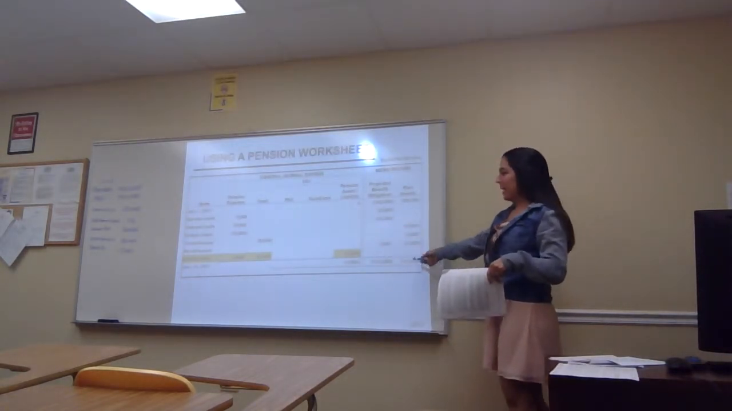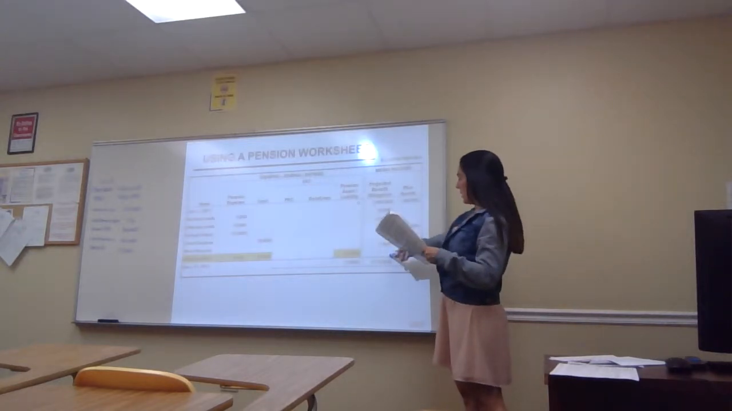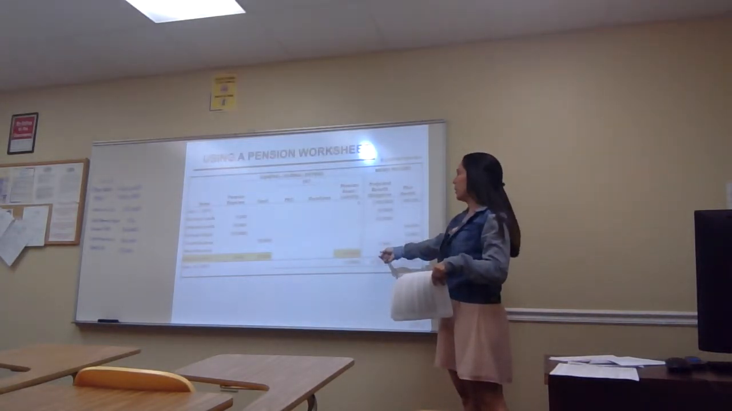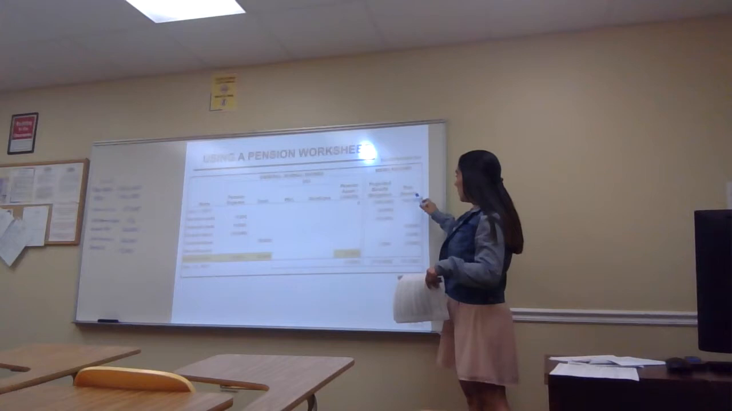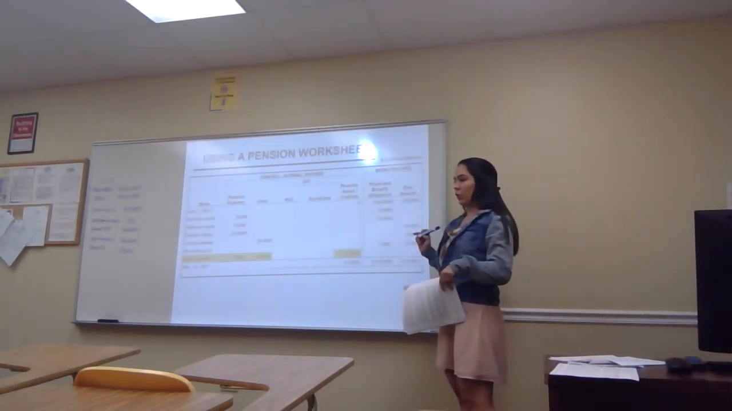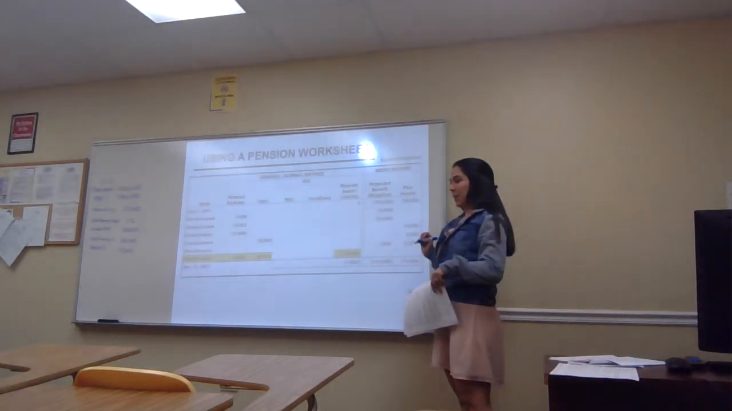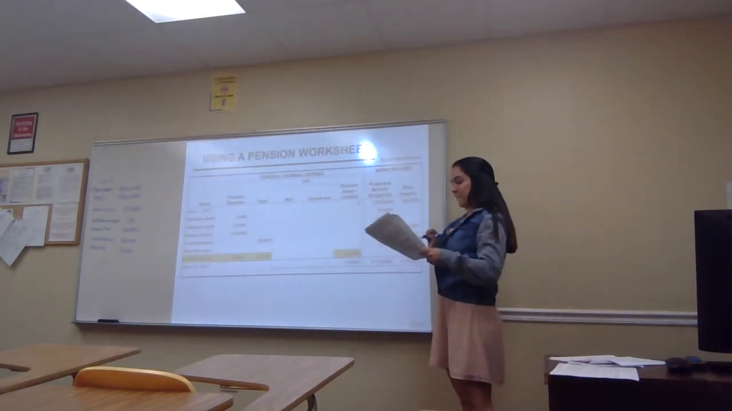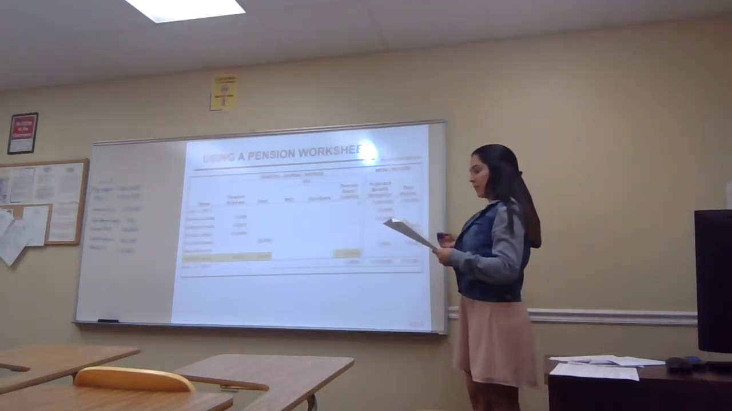495,000 of plan asset, and you're going to have 491,500 of projected benefit obligation. That means you have more money in your bank than what's expected in the future. So you're overfunded.